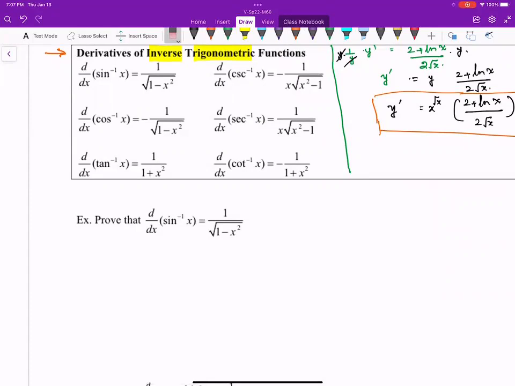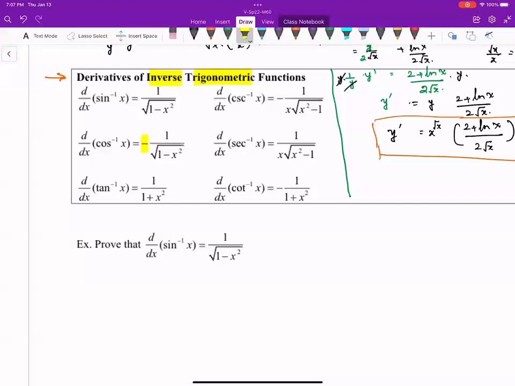Derivative of cosine inverse of x is negative 1 over square root of 1 minus x squared. Derivative of tan inverse of x is 1 over 1 plus x squared. Derivative of cosecant inverse x is negative 1 over x times square root of x squared minus 1. Derivative of secant inverse of x is 1 over x times square root of x squared minus 1. Derivative of cotangent inverse of x is negative 1 over 1 plus x squared. So let me show a couple of them here, and then you can try the rest of them.